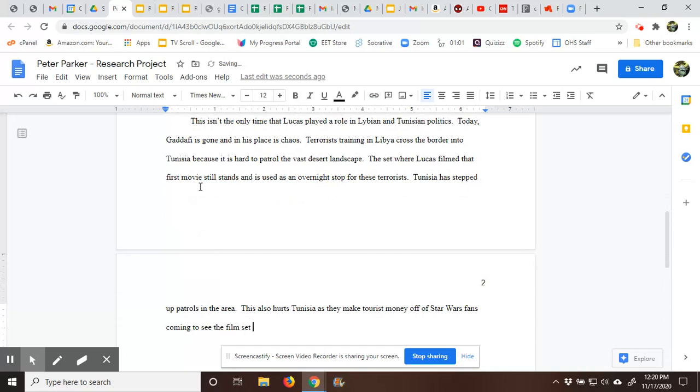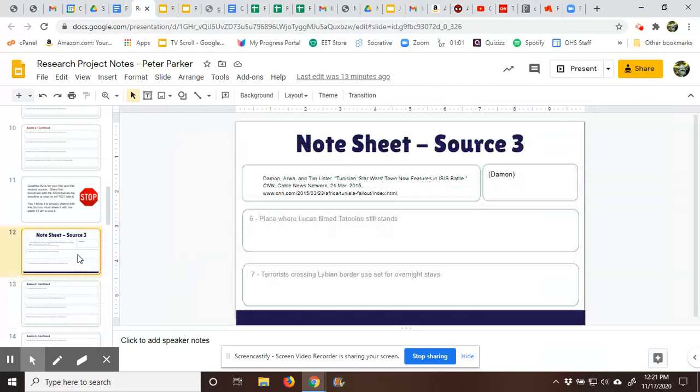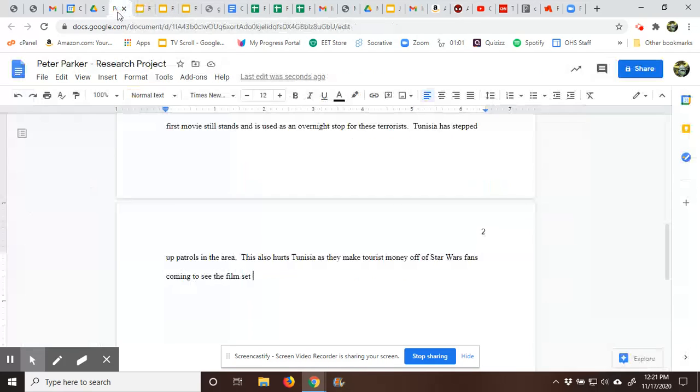I write a paragraph. This isn't the only time Lucas played a role in Libyan and Tunisian politics. Today, Gaddafi is gone, and in his place is chaos. Terrorist training in Libya run across the border to Tunisia because it is hard to patrol the vast desert landscape. The set where Lucas filmed that first movie still stands and is used as an overnight stop for these terrorists. Tunisia has stepped up patrols. This also hurts Tunisia as they make tourist money off Star Wars fans coming to see the film set. So that's all four of my notes. All four of my notes came from this one source here. I'm done with this paragraph. Damon is my in-text. Boom. Done. Go to my next paragraph.